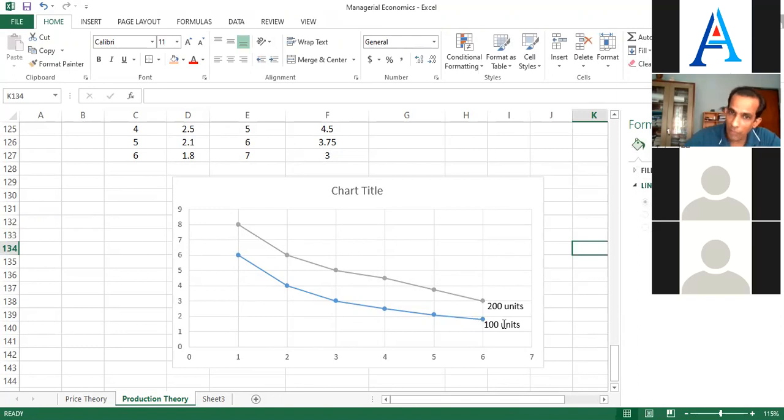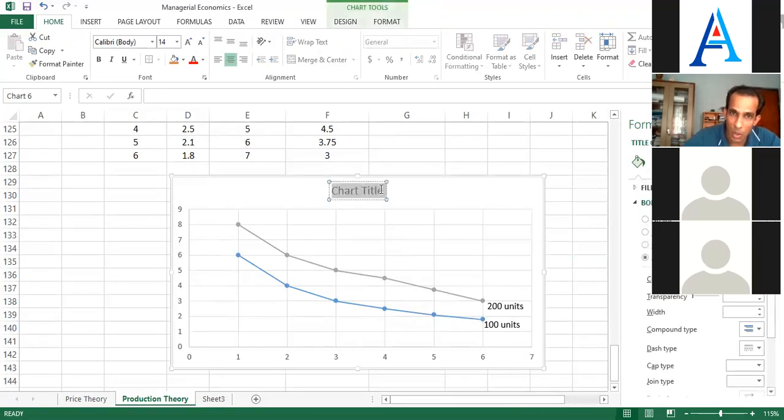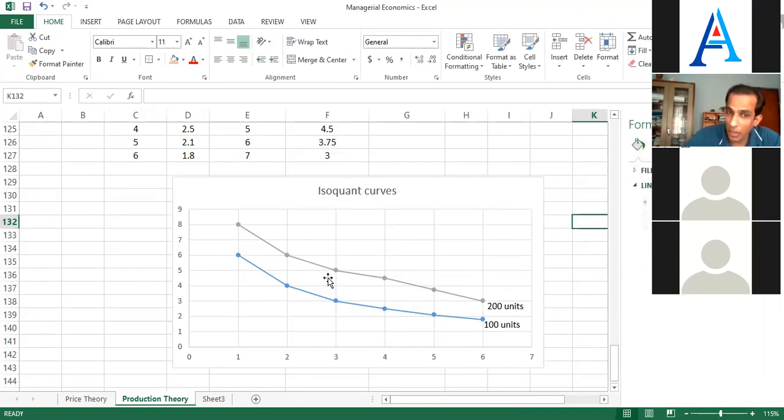So in this way, if the firm wants to produce more and more, what will happen? They need to use more and more inputs, a large level of inputs. That's why these isoquant curves show the different combinations of inputs to produce a given level of output. Now, what is the feature of this curve? These are the different input combinations to produce 100 units. This curve shows the different combinations to produce 200 units, which means to produce more units, the firm has to use more inputs.